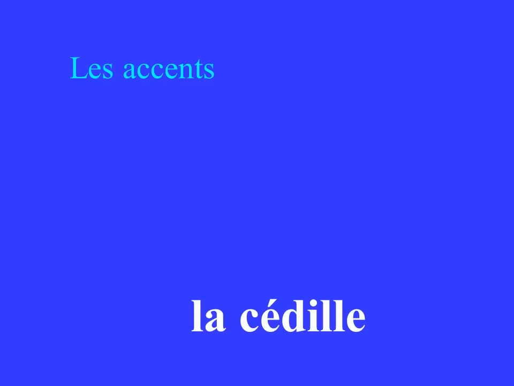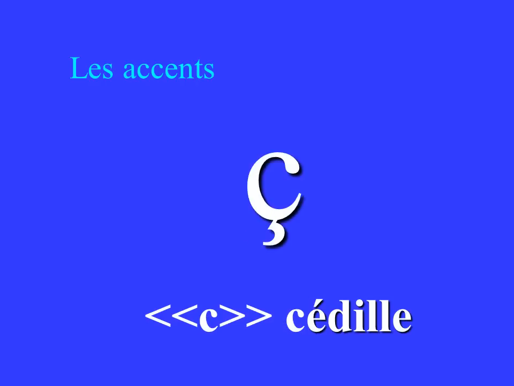The last accent is la cédille. Répétez la cédille. La means the, so the cédille. And it looks like a 5 without the line across the top. And it goes under the letter C. So when we pronounce it, we say cédille. Notice we're not saying accent. So we don't say accent cédille, we just say cédille. The letter C in French is say and then cédille.